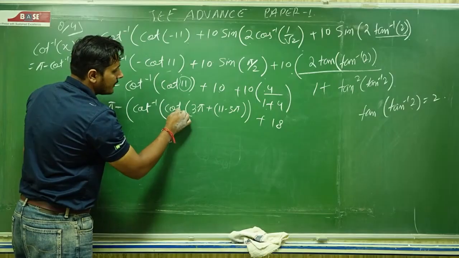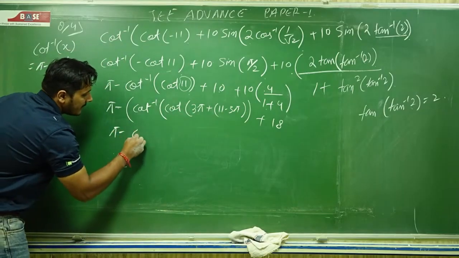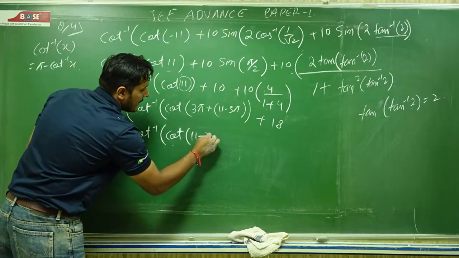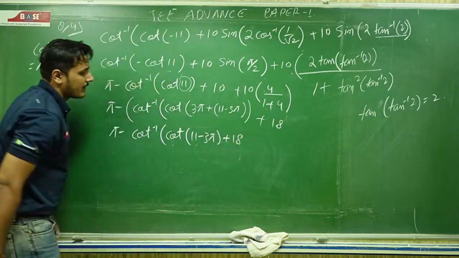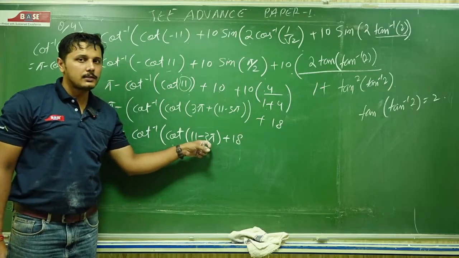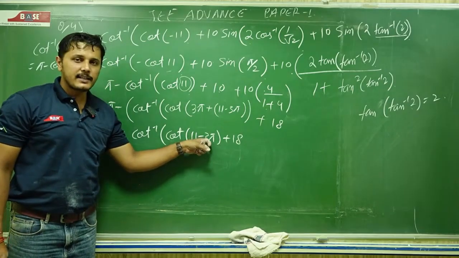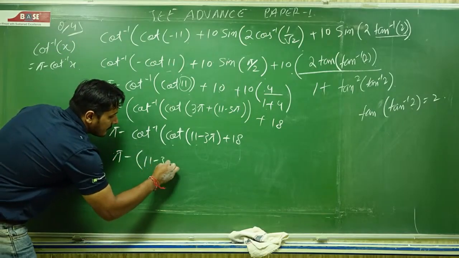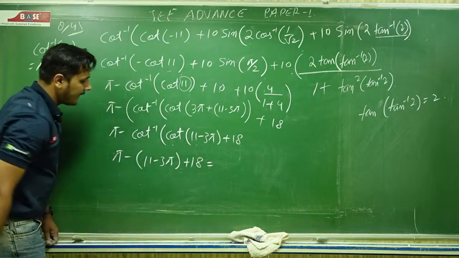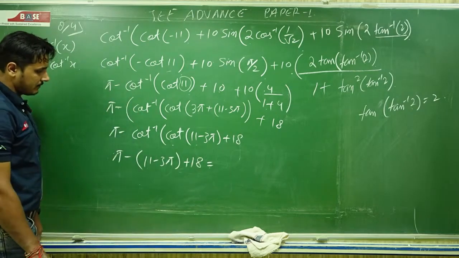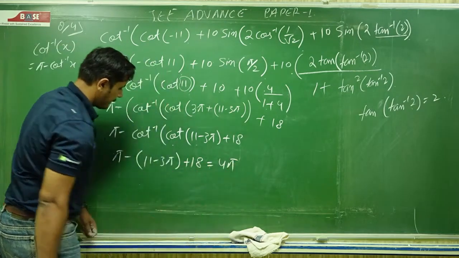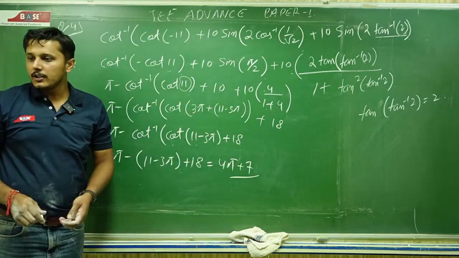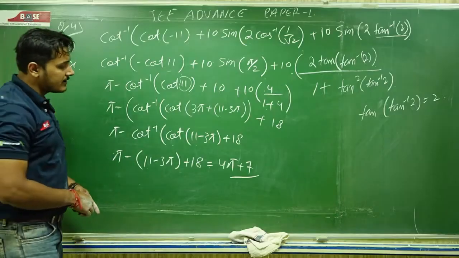But if I consider, this is going to be pi minus cot inverse cot of 11 minus 3 pi, plus 18. Now this value of 3 pi is 9.42. 11 minus 9.42 definitely lies between 0 and pi. So this is going to be pi minus 11 minus 3 pi plus 18, so 4 pi plus 7. So which option is there in the question paper? So option C. So the answer to this is option C.